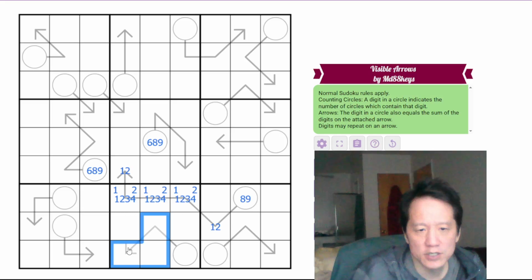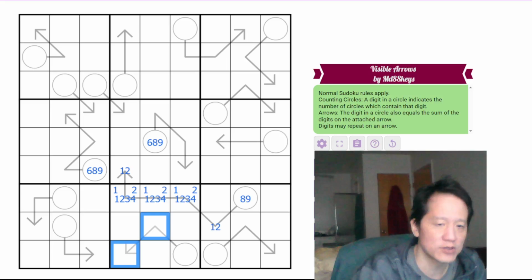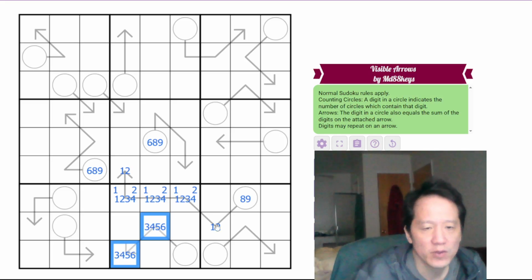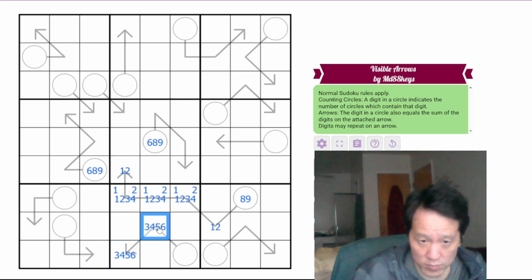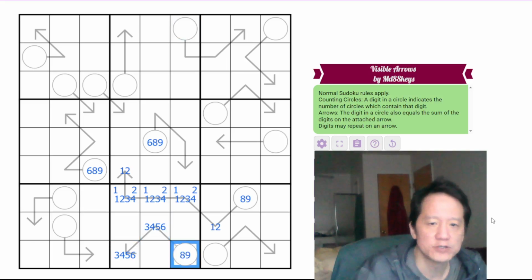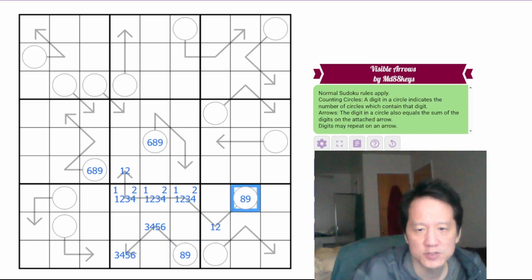What are the digits on this arrow then? It cannot be 3 and 4. It has to be 3 and 5 or 3 and 6. Or it could be 4 and 5, right? So this is at least 3 and 5, which means this is 8 or 9 here. So this is the same digit as this one, because you cannot have both 8 and 9 in those cells.